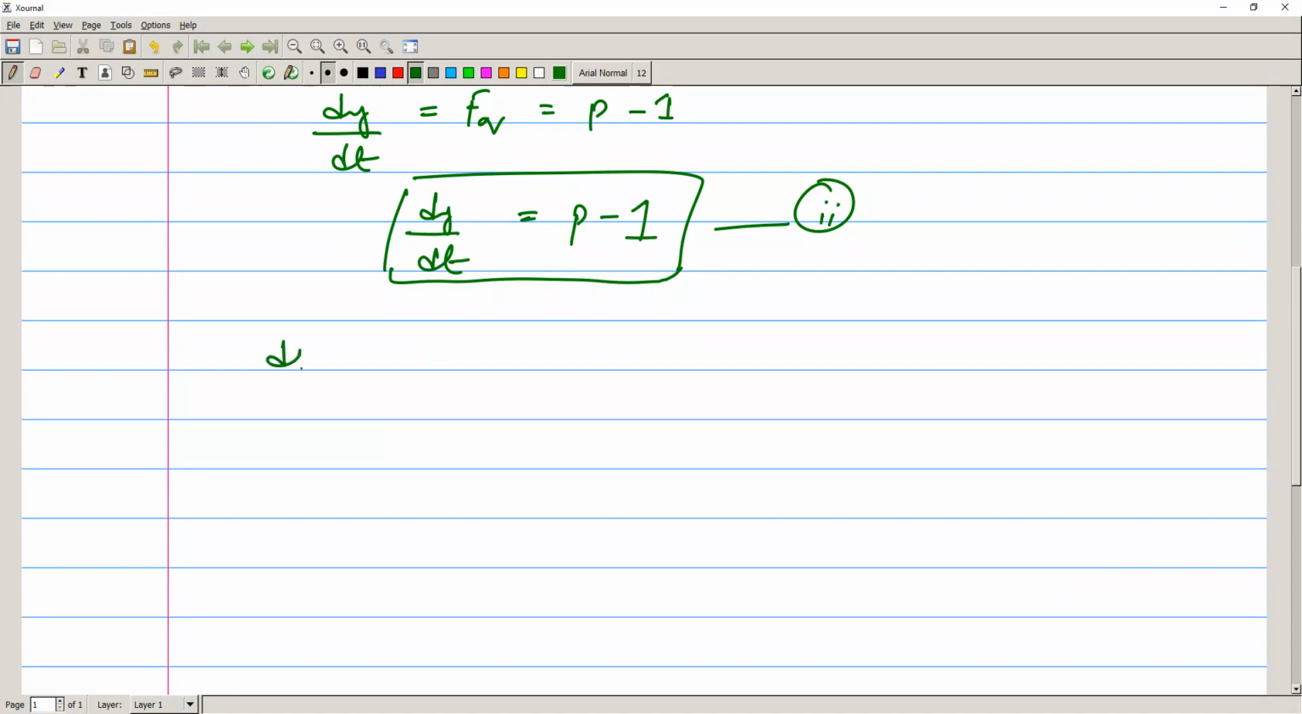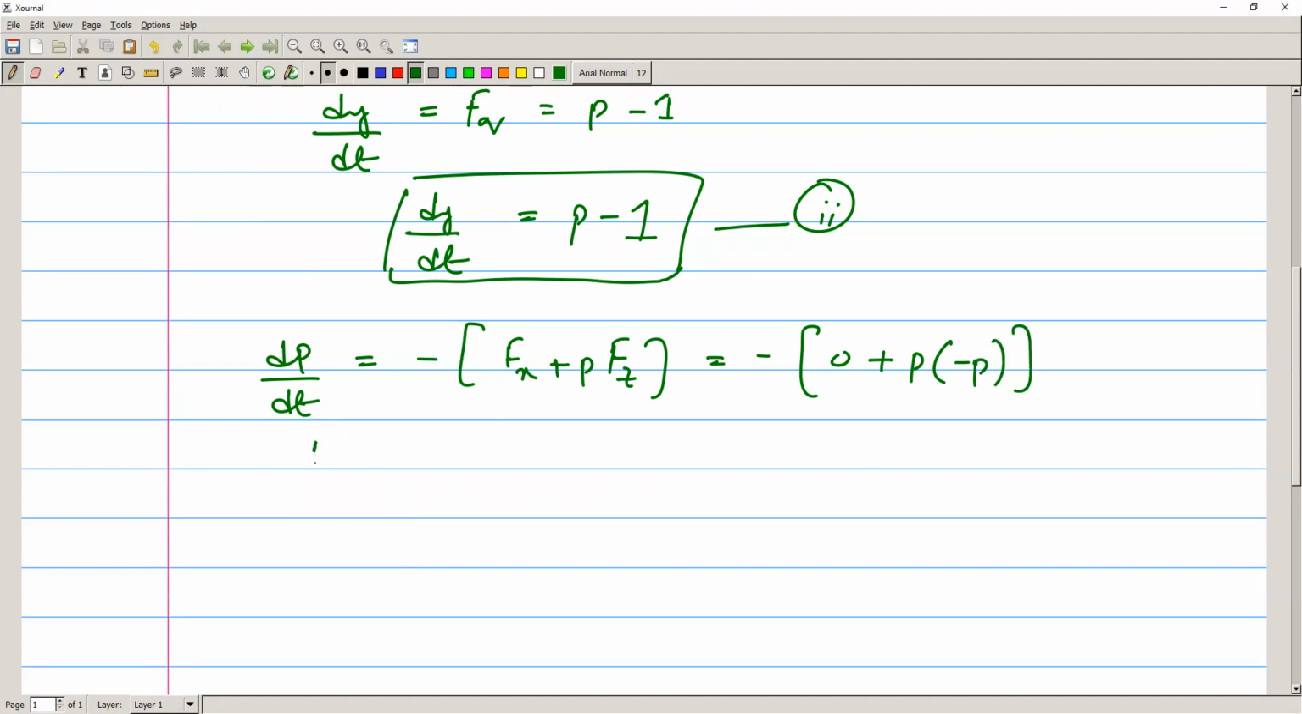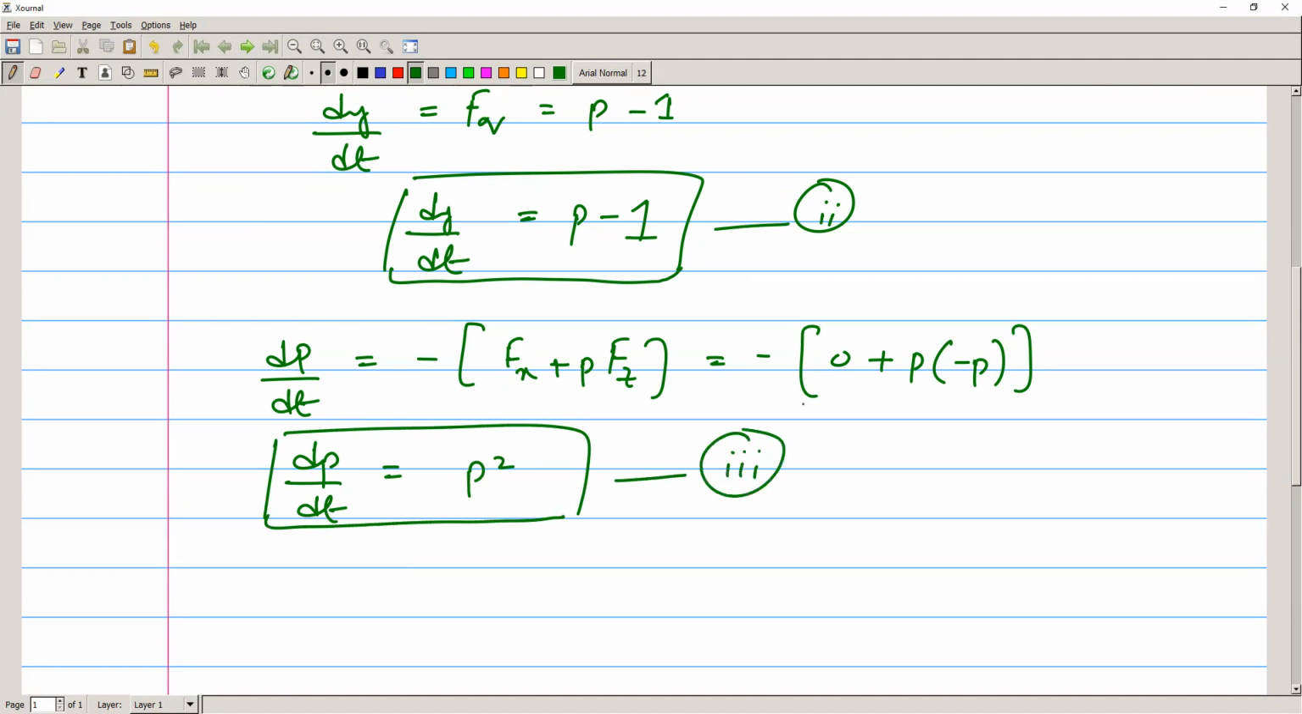So again, dp over dt is equal to negative fx plus p times fz. That will be equal to negative fx, which will be 0 because there is no function of x, plus p times fz, which is negative p. So dp over dt is equal to p squared. Now we can see that this equation is solvable, so we can solve this equation and find p.